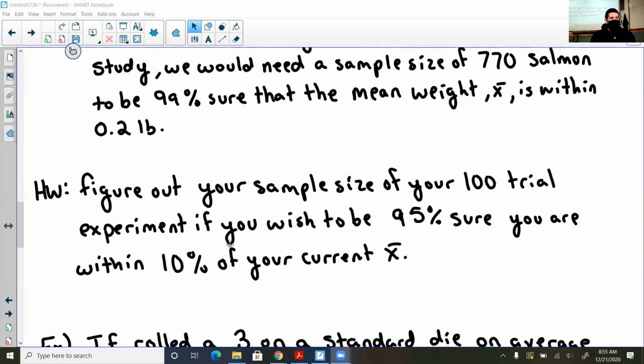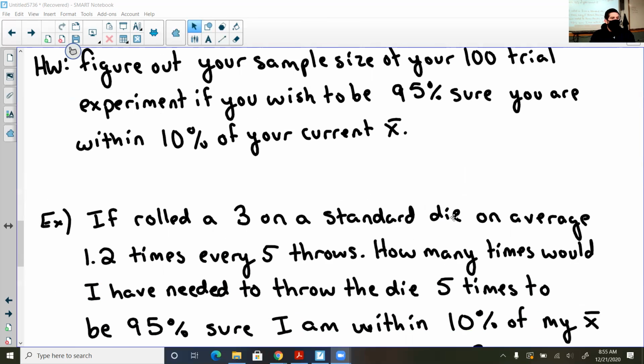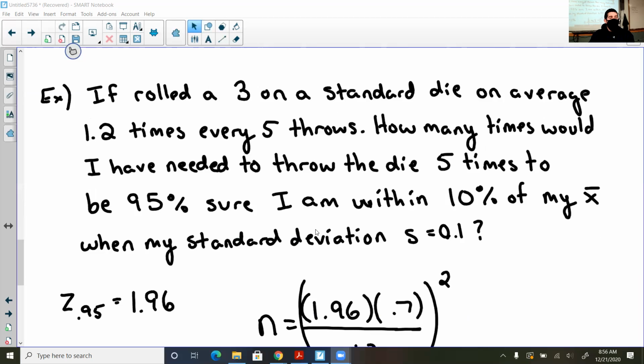And so I'll show you the mathematical expectations of the 10%. So if you rolled a 3 on a standard die, on average 1.2 times every 5 throws. So this was the thing that I did 100 times. I threw a die and I was looking to get a 3. I threw it 5 times. How many times out of those 5 did I get a 3? Well, 1.2 times out of those 5 throws, a 3 came up. So how many times would I have needed to throw the die 5 times to be 95% sure I am within 10% of my X bar when my standard deviation is S equals 0.7?